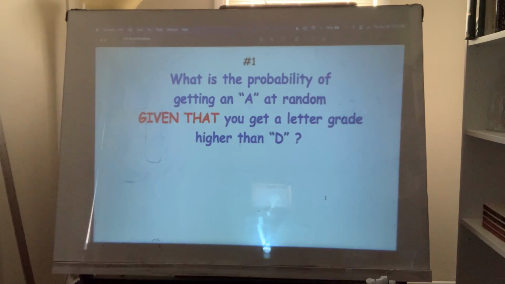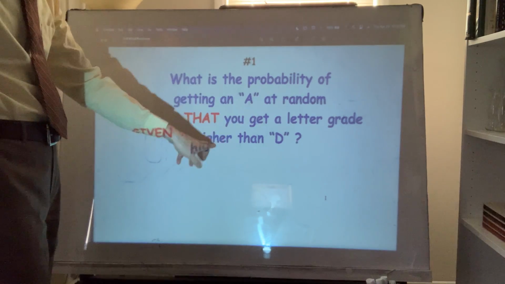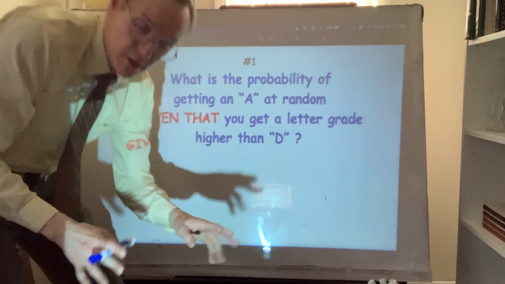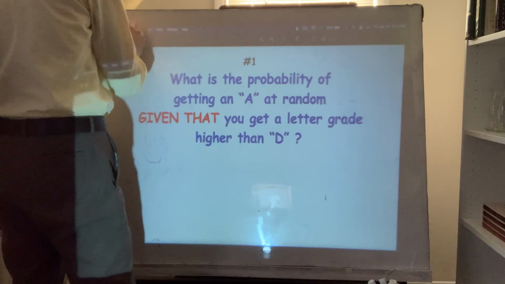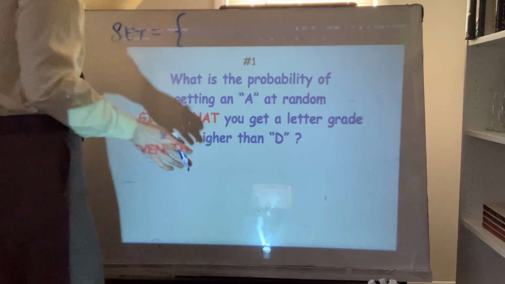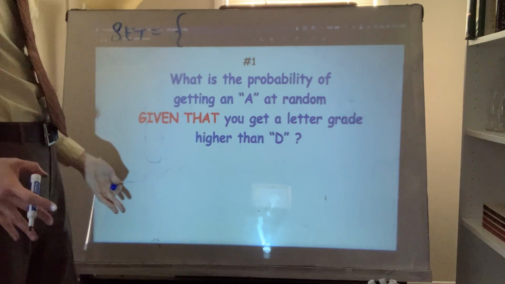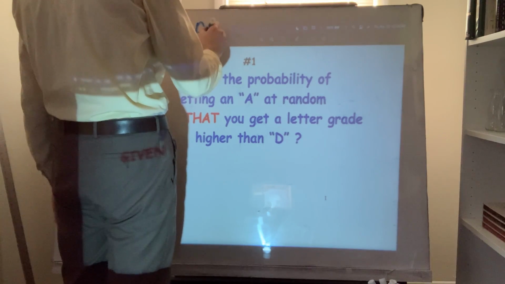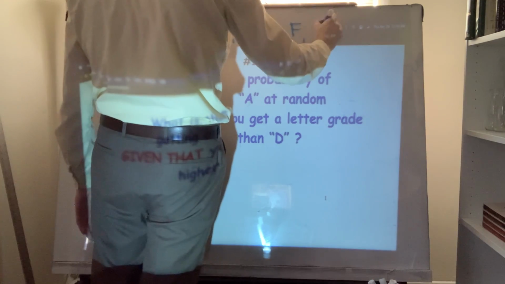What is the probability of getting an A at random, given that, signal phrase, you get a letter grade higher than D? In a situation like this, it would be appropriate to establish the set from which you are working. It's not specified in the problem, but you could create your own grade scale, and you wouldn't be wrong, as long as you stick with the formulas. But let's say that you had A's, B's, C's, D's, F's, and incompletes.